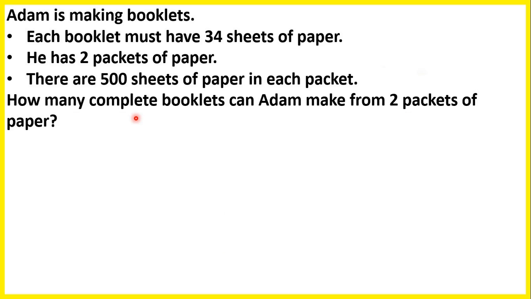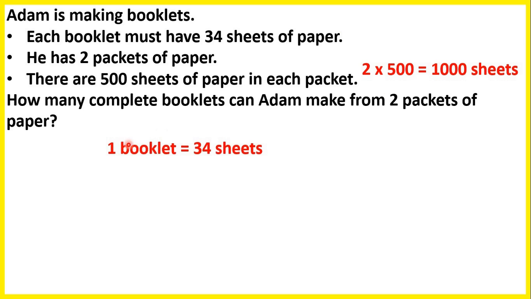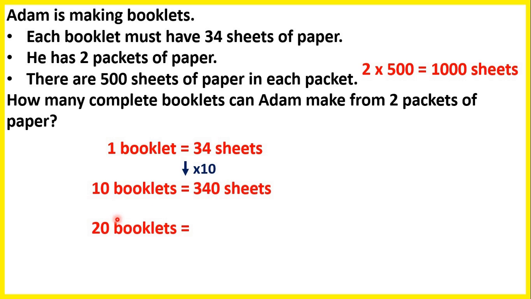We could also solve this problem by doing the same thing first, so working out that we have 1,000 sheets, but then we could count up in steps of 34 until we get to 1,000. So one booklet is 34 sheets. If we multiply by 10, 10 booklets will be 340. And then for 20 booklets, we can add another 340 or multiply 340 by 2. And that tells us that 20 booklets will need 680 sheets.